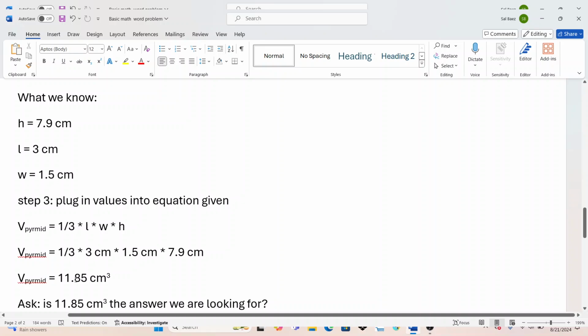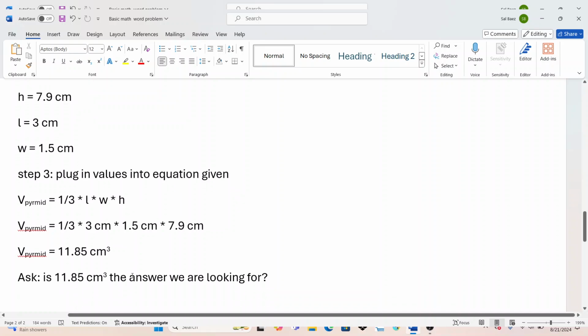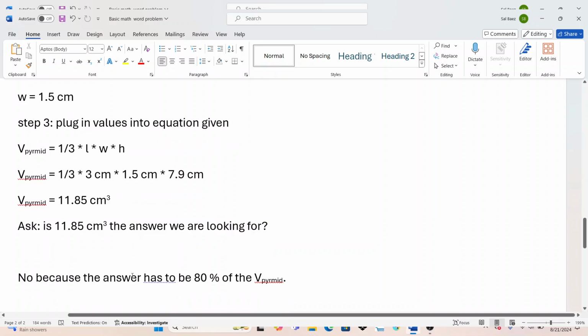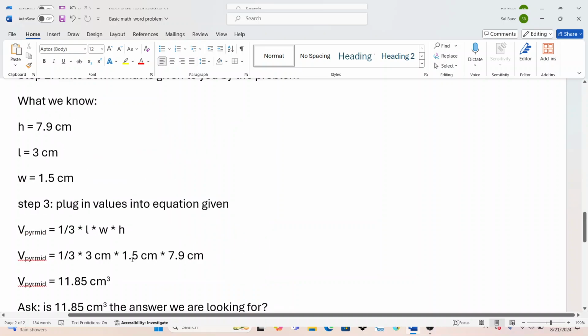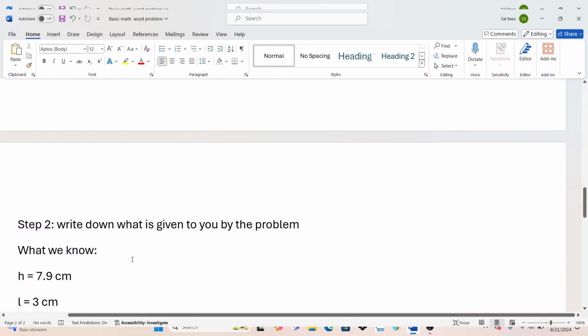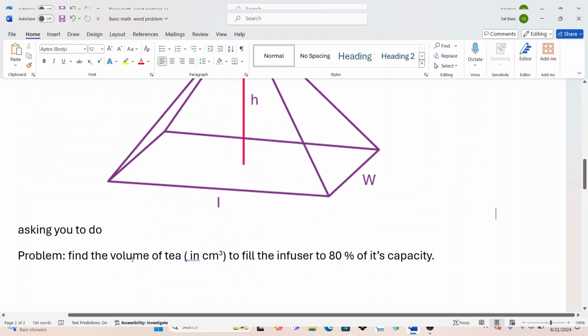So now this is a question I want to ask you guys. This answer, 11.85 centimeters cubed, is this the answer we're looking for? It's not, because what are we looking for again? We're looking for 80%. We're finding the volume of the tea. Let me go back one second to the problem. What did I say? Yeah, right here.